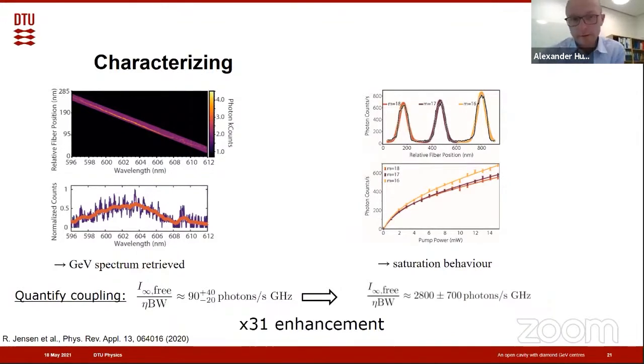However, in order to quantify the coupling, we decided to measure the free space count rate corrected for the detection efficiency and the measurement bandwidth. In free space, we have a count rate in the range of 90 photons per second per gigahertz. Now, the same system inside the cavity increases to about 2,800 photons per second per gigahertz, which is an enhancement of about a factor of 31. But again, there's no Purcell enhancement of the transition rates in the system whatsoever.